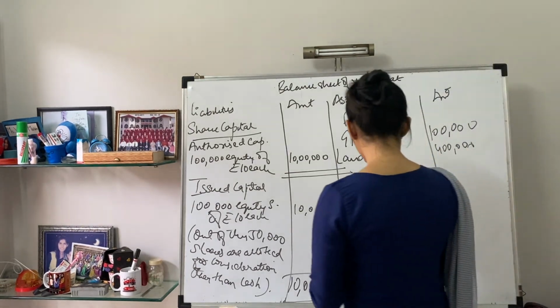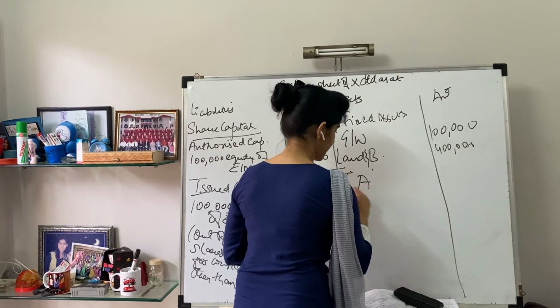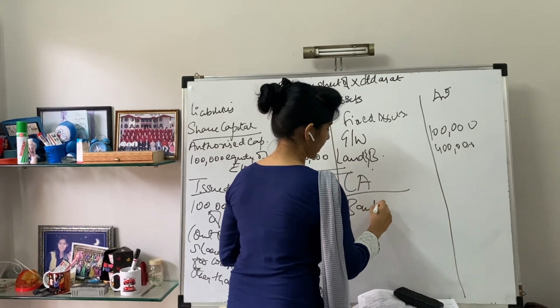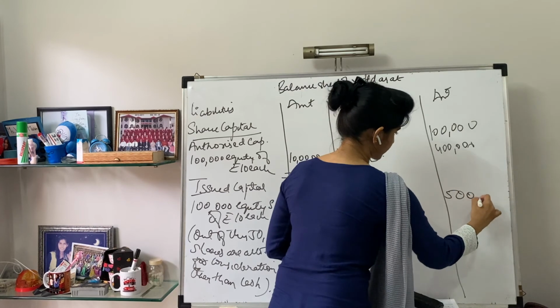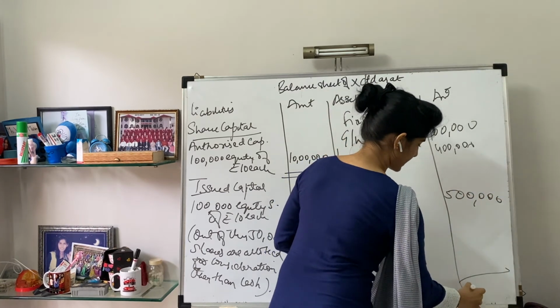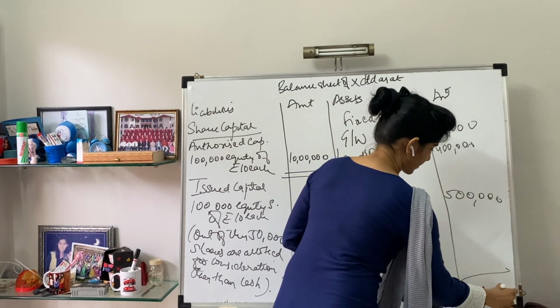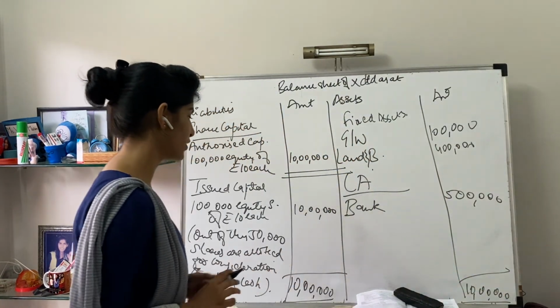Moving to the next, your current assets. In that, you are transferring your 5 lakh to your bank part. Again, the total will be 10 lakh. Your balance sheet got tallied with your 10 lakh amount.